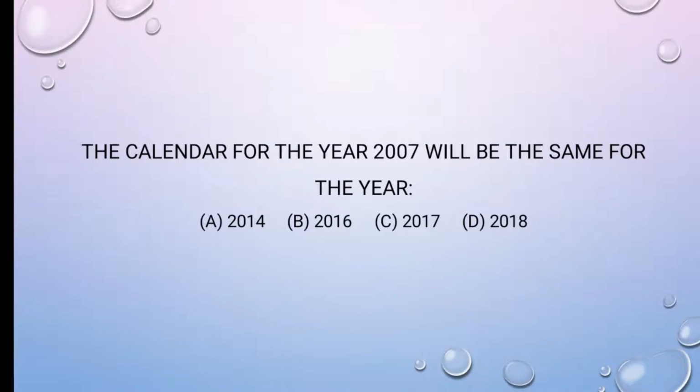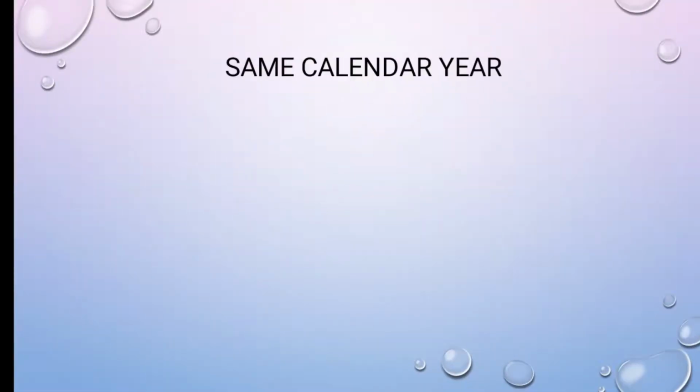Now our next concept is the same calendar year. There are some years which will have exactly the same calendars. For example, the calendar for 2007 will be the same as that of 2018. But how do you find which calendar years will be the same? We'll have a short trick to find out same calendar years.